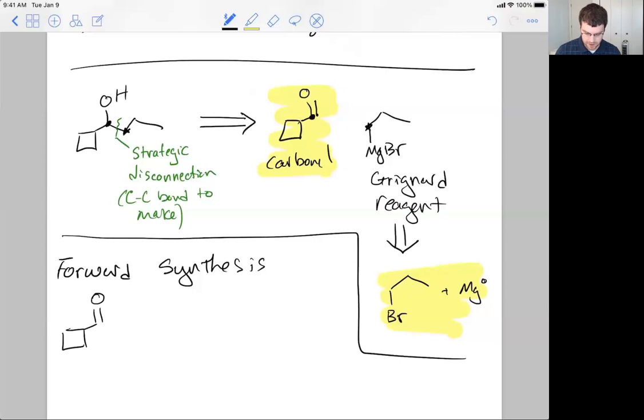I'm going to take my carbonyl, react it with my haloalkane. Doesn't matter which one I draw on the left or the right. And the first step of my Grignard reaction is going to be adding Mg0. My second step is adding the carbonyl, which is this molecule over here. And the third step is H+. So everything was part of my retrosynthetic analysis.